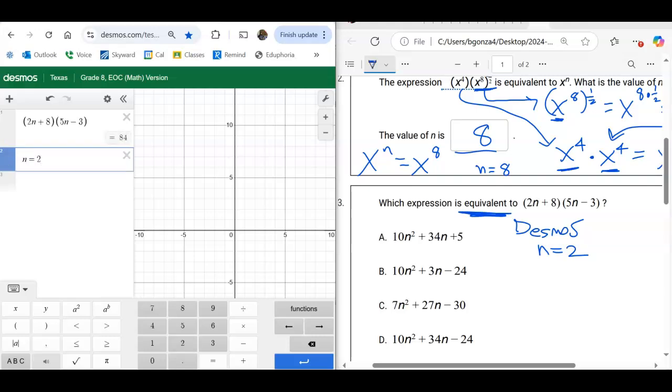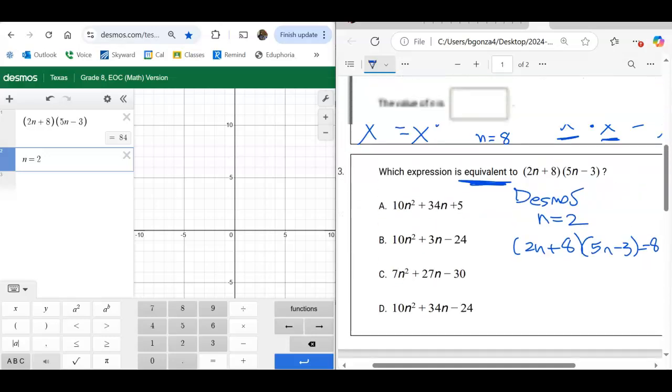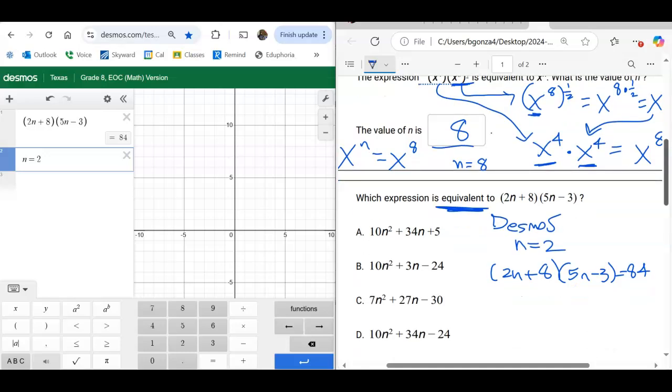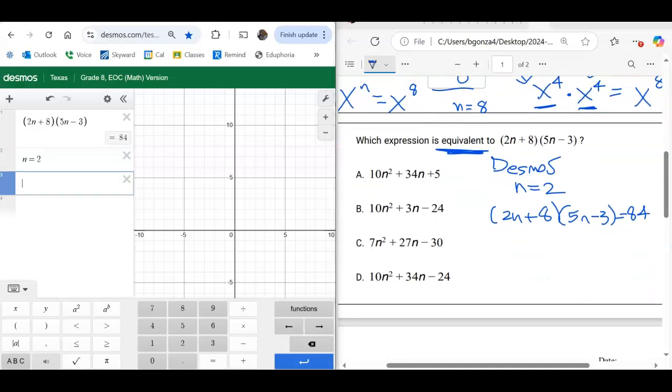And so this gives me 84. Whoa. So now I'm going to type in these answer choices and see which one also gives me 84.